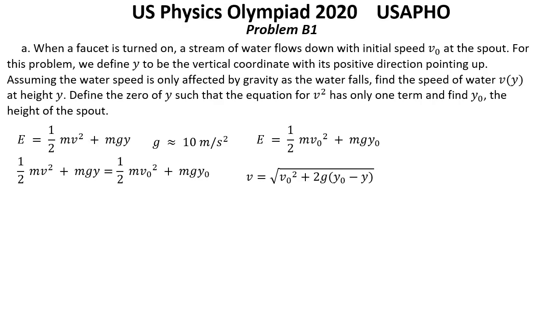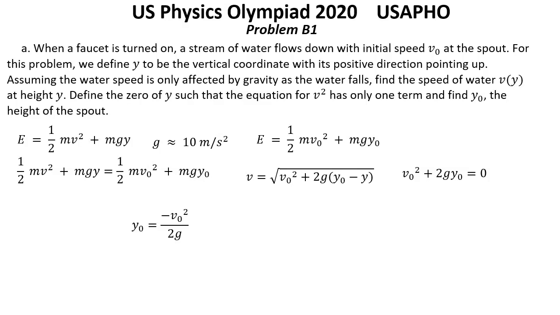The equation for v² has 3 terms, but we are asked to choose the 0 of y such that there is only one. Evidently, 2 of the terms must cancel, and this must be the 2 constant terms, since the final term varies with y. That means that we need v0² plus 2gy0 equal 0. Solving for y0, the vertical position of the spot is y0 equals negative v0² over 2g.